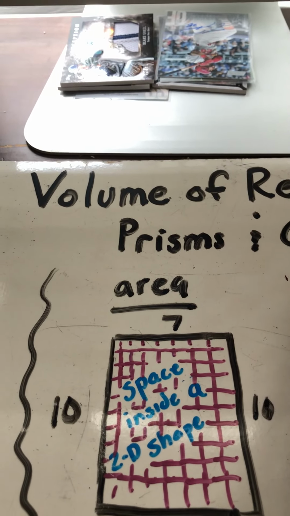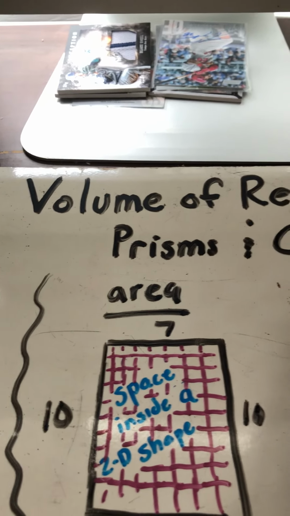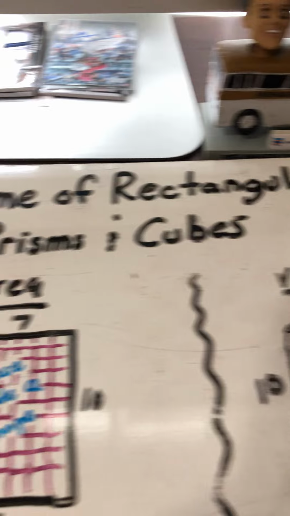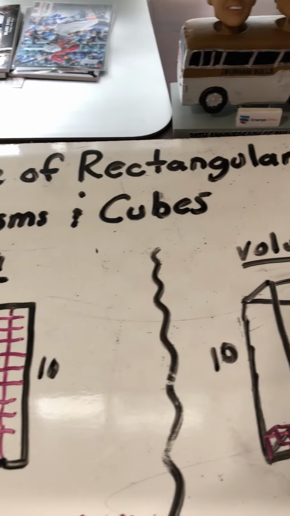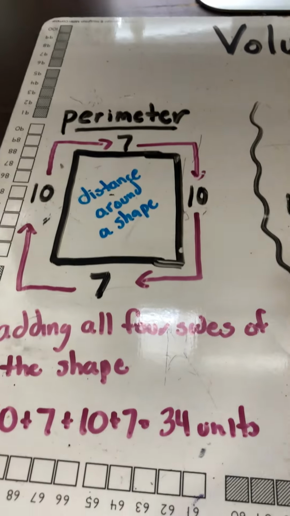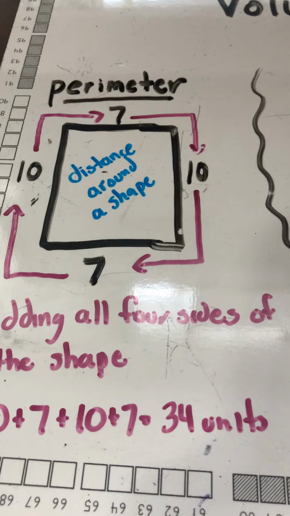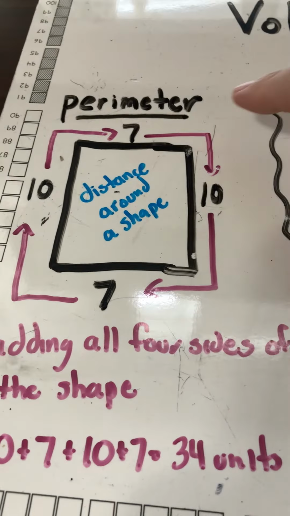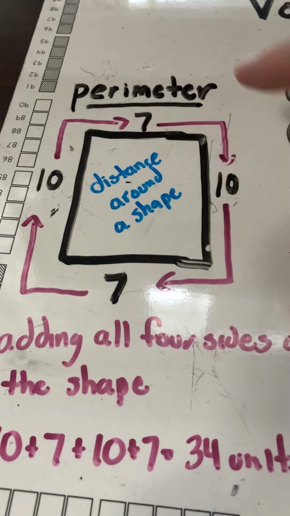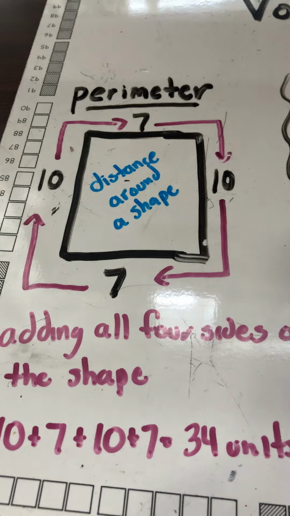This week in math class, we are going to be working with the volume of rectangular prisms and cubes. Just a little rundown on our prior knowledge, what we should know going into this. We should know that perimeter is the distance around a shape if we're measuring shapes.